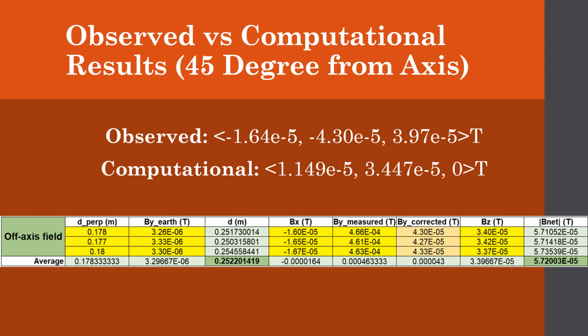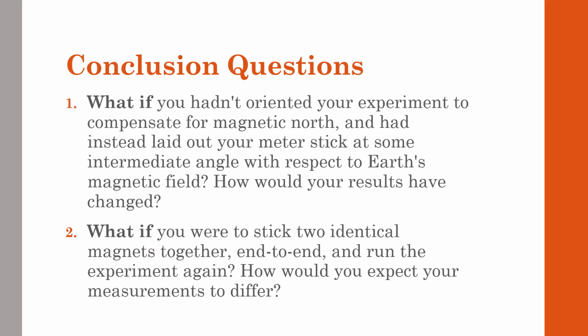There are differences in these values because the computational model only included the magnetic field produced by the bar magnet, which is why there are only components in the x and y direction, whereas the observed model includes magnetic field from the Earth and other magnetic fields, and we can see that there are additional magnetic fields acting in this position because of the non-zero z component. Here are the 2 conclusion questions for this lab.